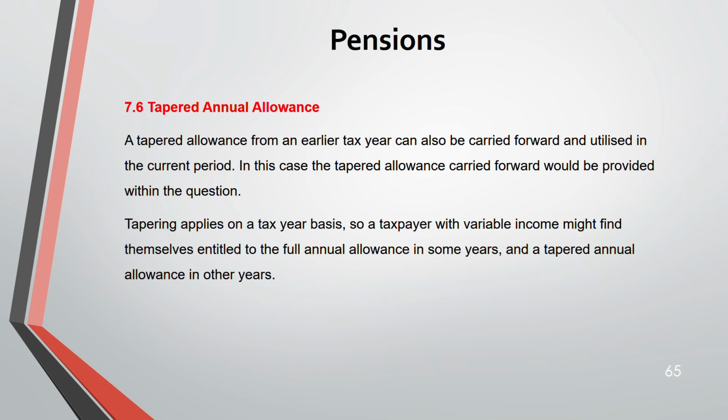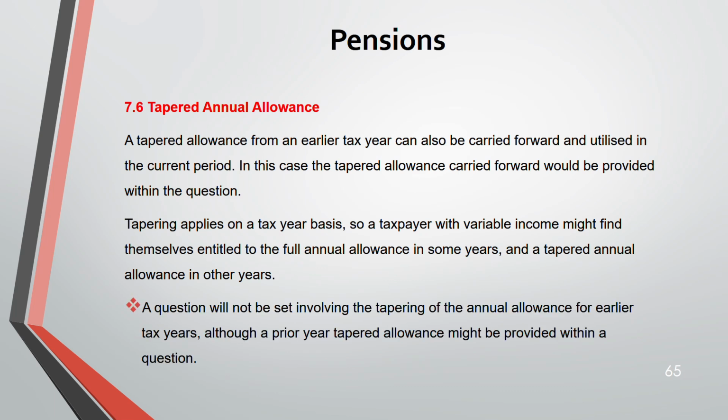Tapering applies on a tax year basis. So if you have a variable income, you might be entitled to the full annual allowance in some years and a tapered one in other years. A question will not be set involving tapering of the annual allowance for earlier tax years. They will not give you such a question, don't worry. Although a prior year tapered allowance might be provided within a question, they will give you the amount, but they will not tell you to calculate it.